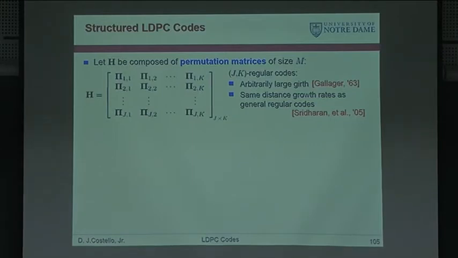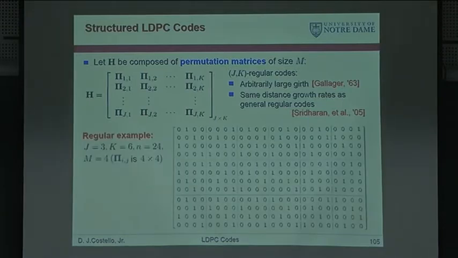So we actually get, from this ensemble of jk regular codes, exactly the same distance growth rates as we got for the Gallagher ensemble for a given j and k. As an example, for j equals 3 and k equals 6, if we use 4 by 4 permutation matrices, we'd get this code of length 24, and it would actually have 12 rows, so it's a rate 1/2 code. Assuming there are no redundant rows again, because we could have redundant rows since these permutations are chosen randomly.